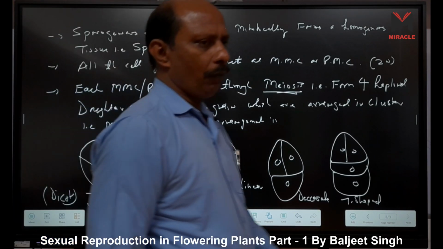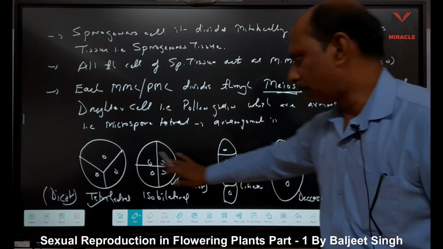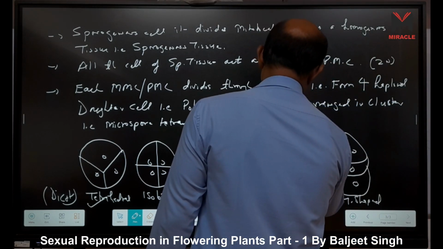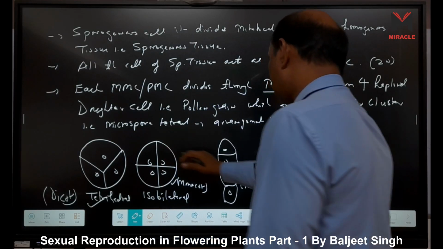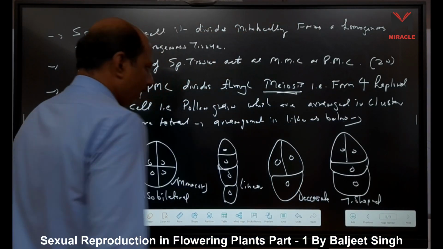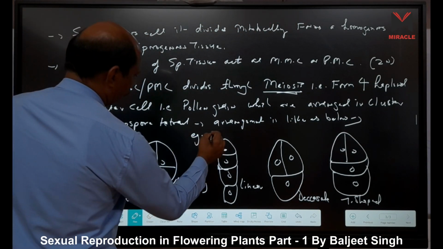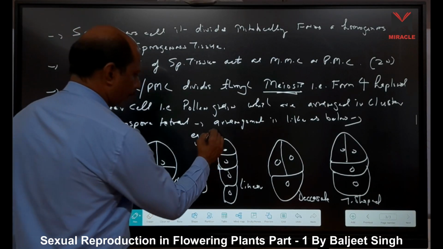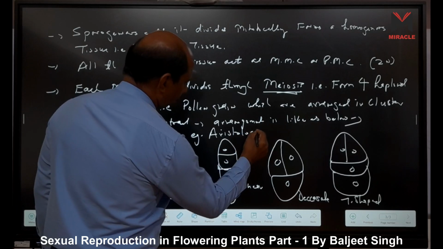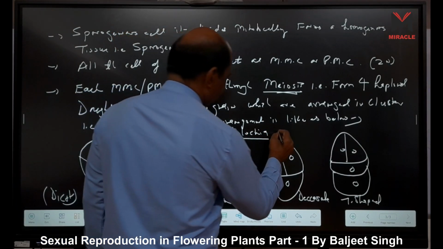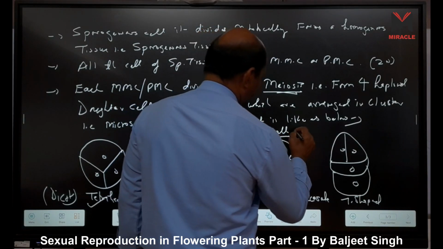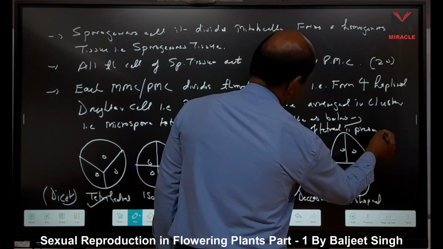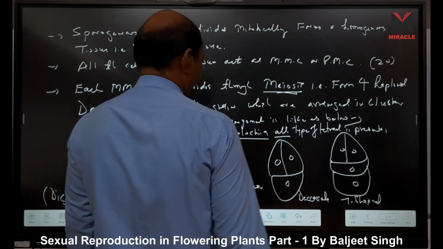And one plant is also there in which all these types of arrangement are present, as I draw below, right? All these types of arrangement are present in a single plant, and this plant is called Aristolochia. It is a plant in which all types of tetrad are present, right? Aristolochia.